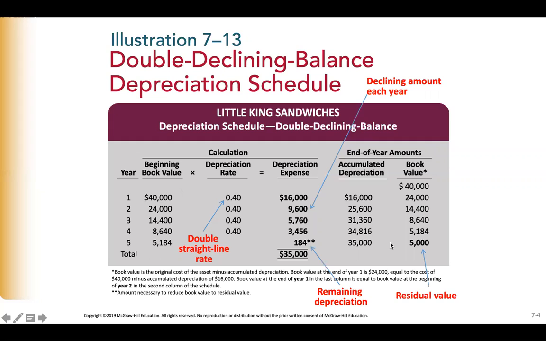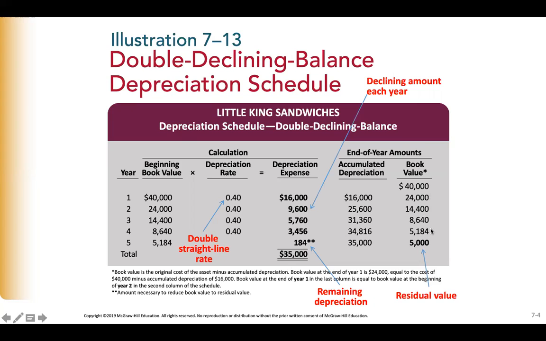Now, year 5. Our beginning book value is $5,184. If we took 40% of that, then we would have an accumulated depreciation of more than $35,000, and our book value would go below residual value. So for year 5, we only take the amount of depreciation needed to get our book value down to the residual value of $5,000. So you've got to keep an eye on your book value as you're going along to make sure that you don't go below residual value.